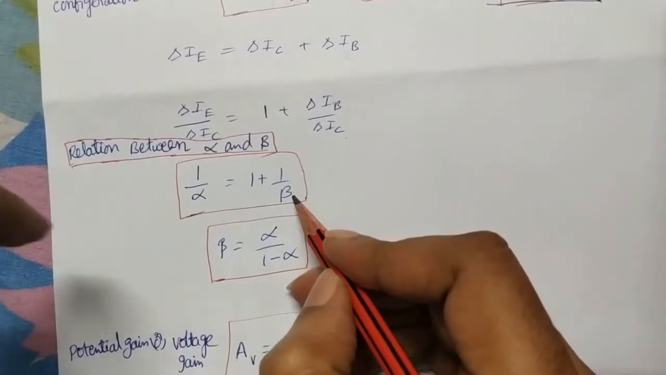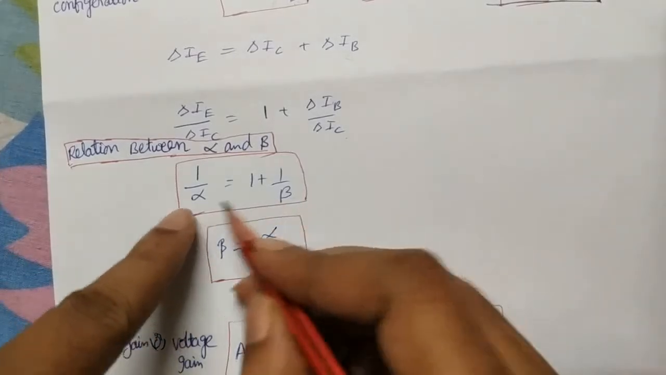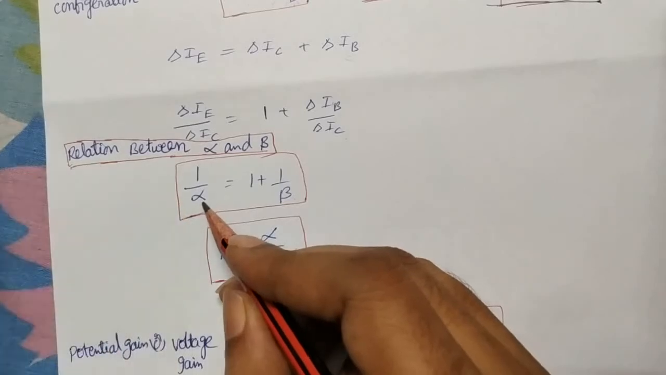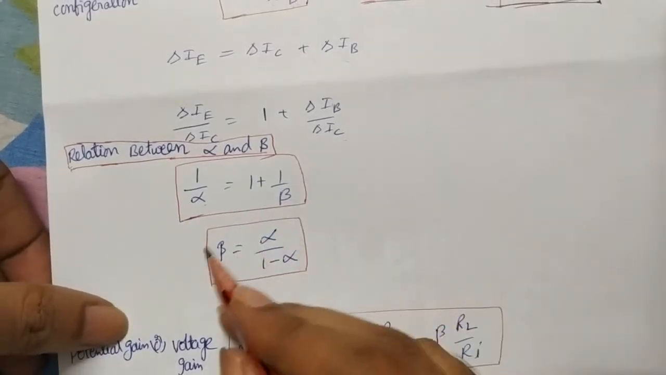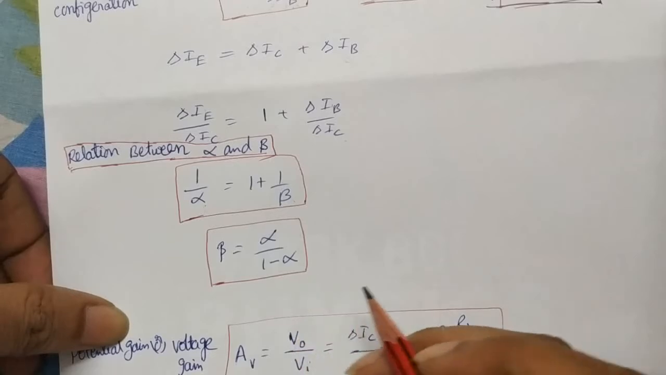Beta is current gain in common emitter. Alpha is current gain in common base configuration. So we get a relation like this. Beta is equal to alpha by 1 minus alpha you get.